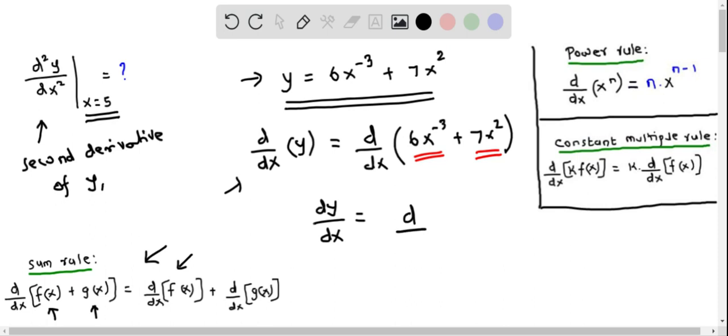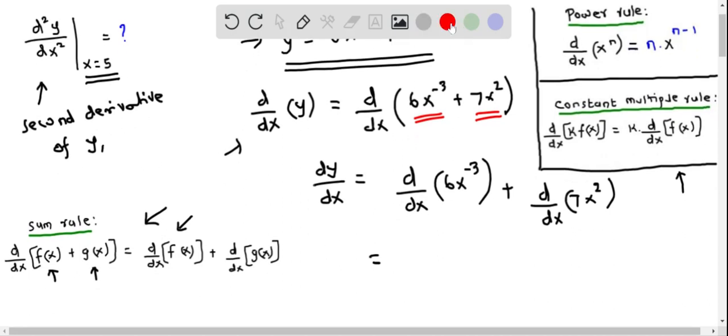So I can put the derivative for both terms, that is d by dx of 6x power minus 3 plus d by dx of 7x squared. So I have applied the sum rule to write like this. Now I'm going to apply the constant multiple rule so that I can find the derivative of each of these terms, because I can see that I have a constant in each of the terms. 6 is a constant in the first term and 7 is a constant in the second term.